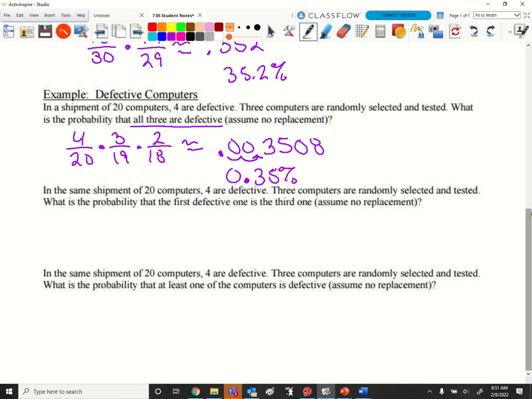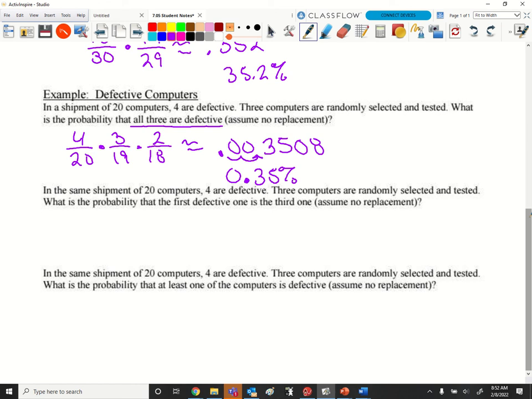In the same shipment of 20 computers, 4 defective, 3 computers randomly selected and tested. What's the probability that the first defective one is the third one? Okay. So that means, what do I want the first one to be?